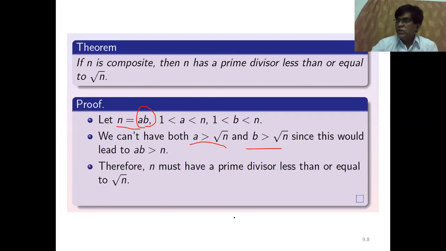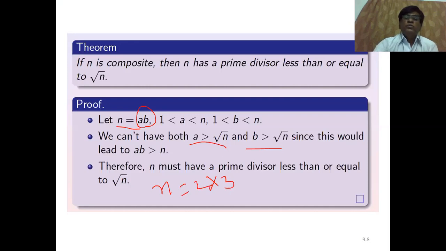For example, if you consider the example, 2 into 3, n is equal to 2 into 3. That means 6. So a is 2, b is 3.